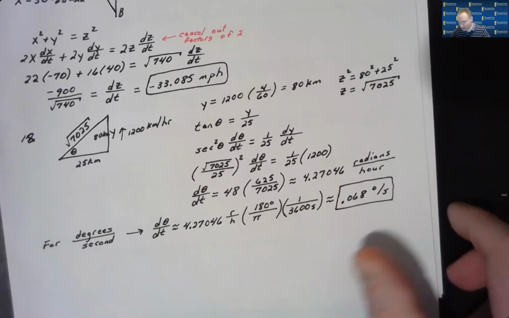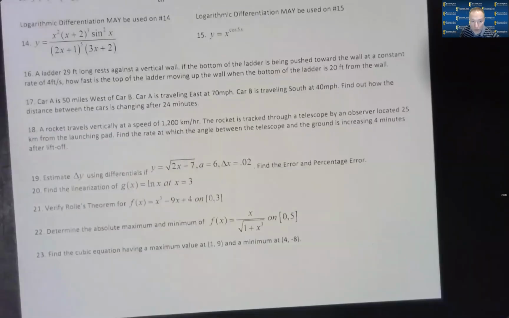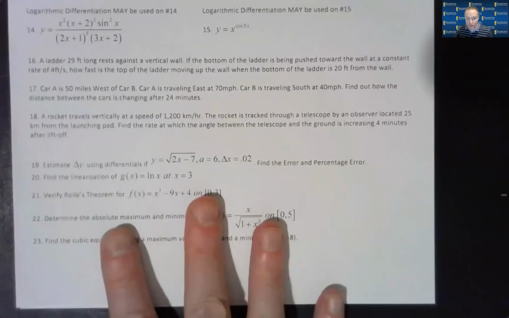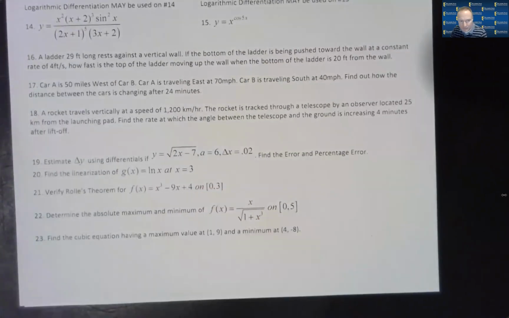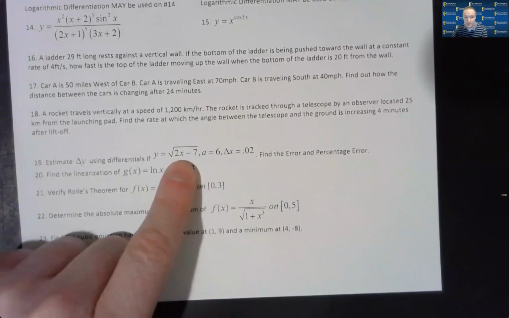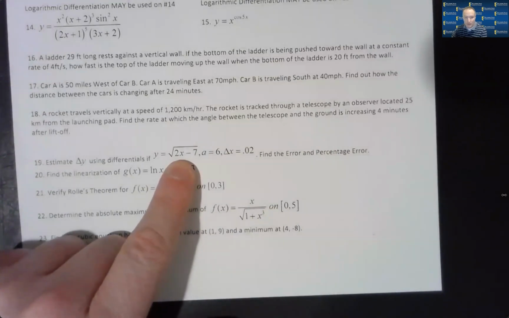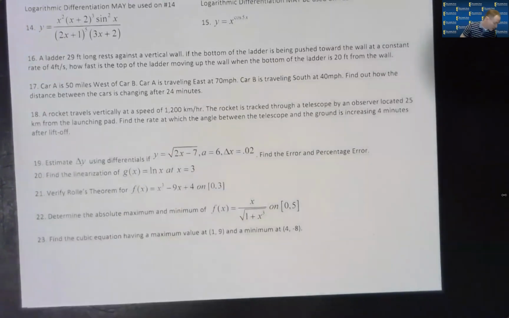Okay, up next, we're to the problems where we're looking at estimating with differentials. And you can say, well, if I'm supposed to estimate the change in y using differentials, and I give you y is this square root function, the square root of 2x minus 7, and you're told a is 6, please remember, a is just the value of x that you're interested in the problem. So the x value of interest is 6, and we're interested in how fast the y is changing as x goes from 6 to 6.02. We're supposed to then find the error in the percentage error.